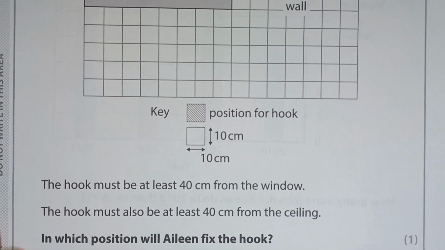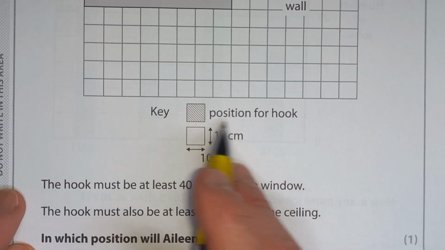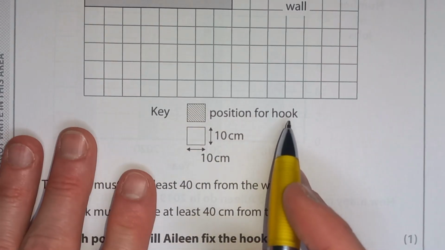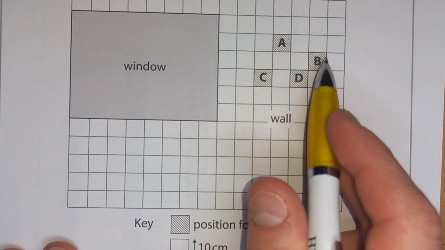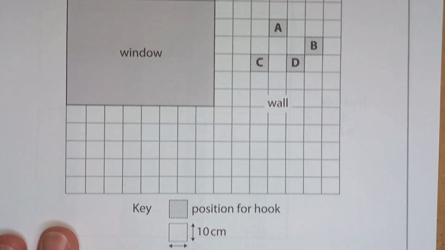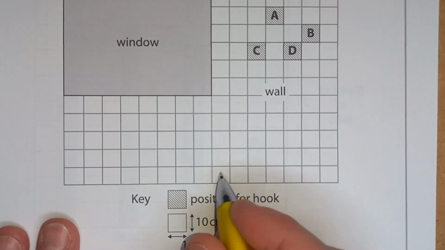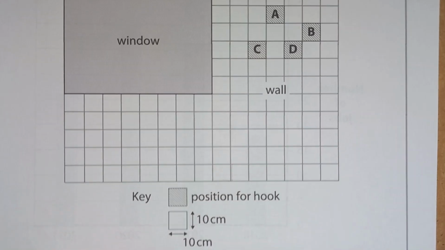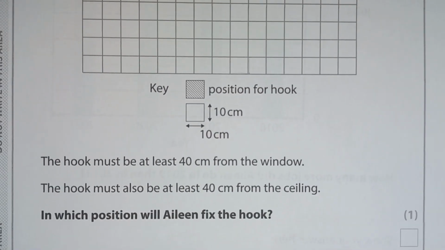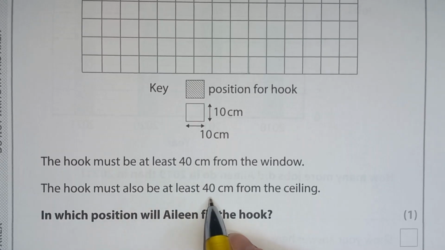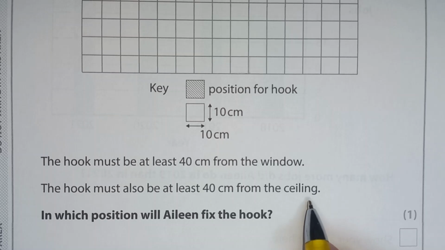And down here, we've got some more information. So we've got the key. So this is a position for the hook. So it's going to be one of these, A, B, C or D. We're also told that each of these squares on here is 10 centimetres by 10 centimetres. We're told the hook must be at least 40 centimetres from the window. And the hook must also be at least 40 centimetres from the ceiling. In which position will Aileen fix the hook?